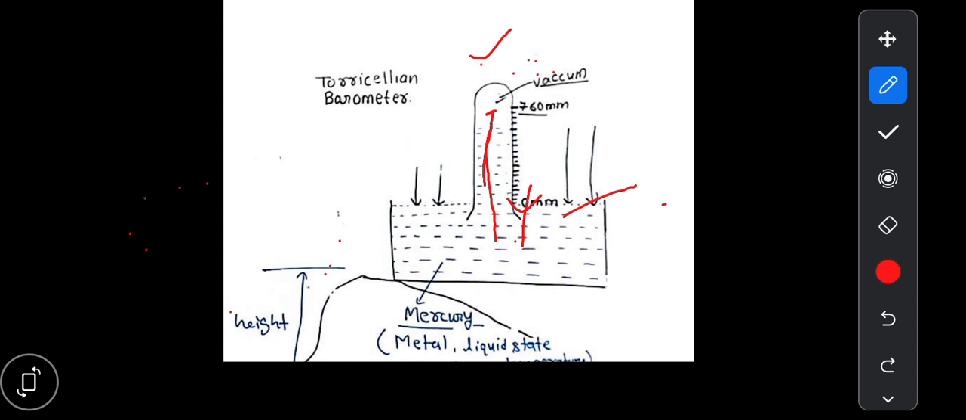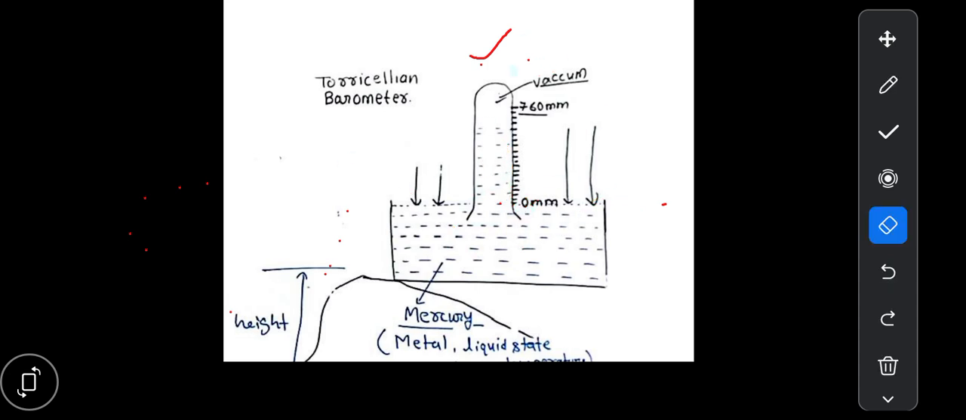And if the atmospheric pressure is lower, the water or the mercury, whatever the liquid you should use in the container, but we prefer always mercury. So the mercury will overflow from the edges, so the mercury present in the tube will come down, and resultantly the level of mercury will start to decrease. That is the indication of the decrease in atmospheric pressure. So that is the working and the construction of the barometer.